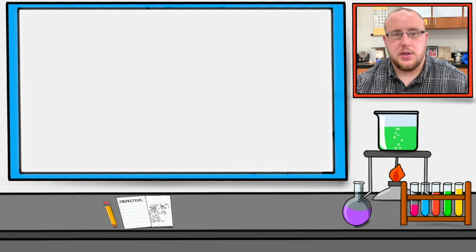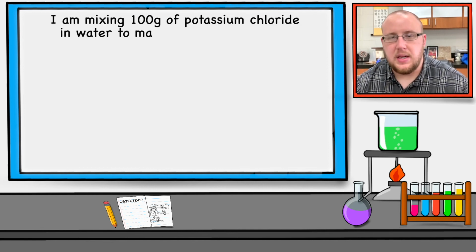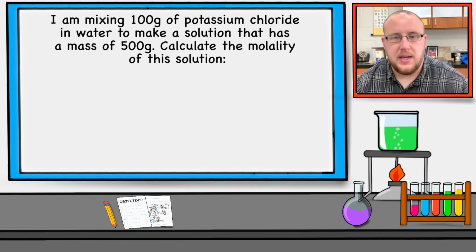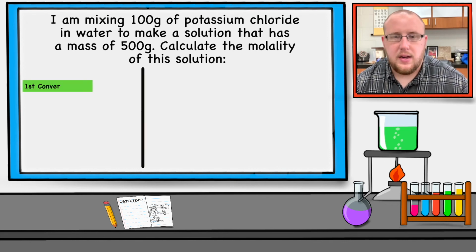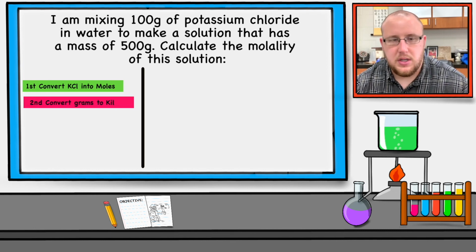Okay, so now let's work some molality problems. Let's say I am mixing 100 grams of potassium chloride in water to make a solution that has a mass of 500 grams. Calculate the molality of this problem. So for this problem, we are going to have to convert our potassium chloride to moles and grams of solution to kilograms of solution before we can plug it into our molality formula.